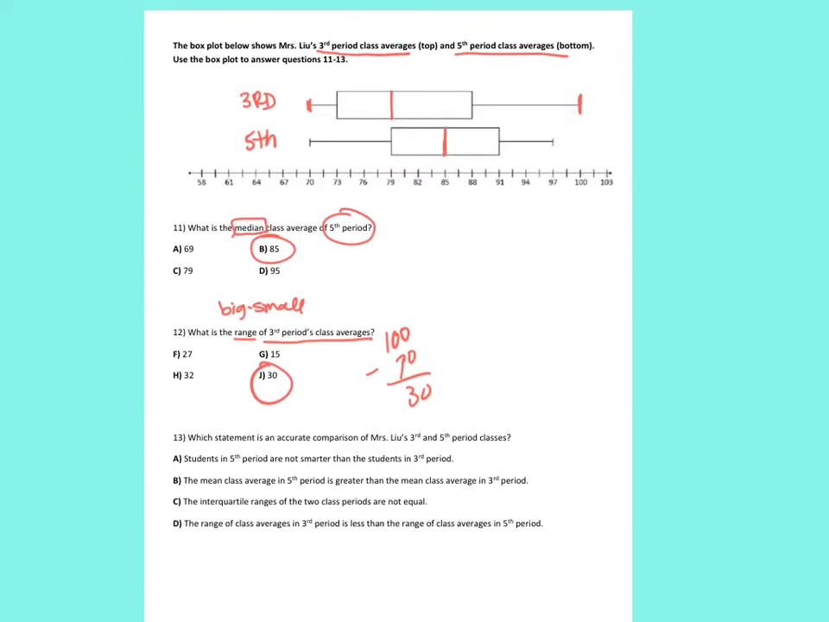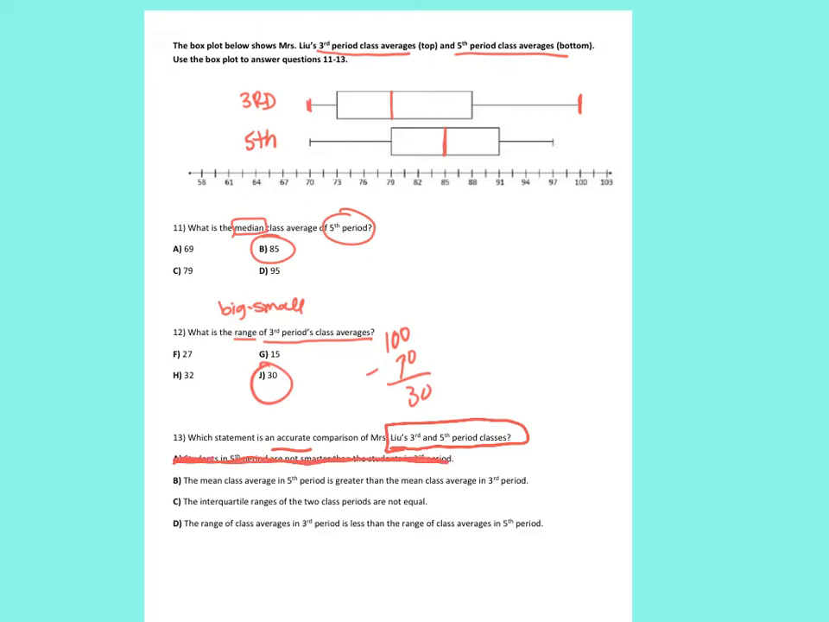Number 13, which statement is an accurate comparison, so that means it's true, of Mrs. Lou's third period and fifth period classes. A says students in fifth period are not smarter than students in third period. Can we ever prove something like that? I guess you could, but no. On this test, an answer choice like that's not going to be the correct answer.